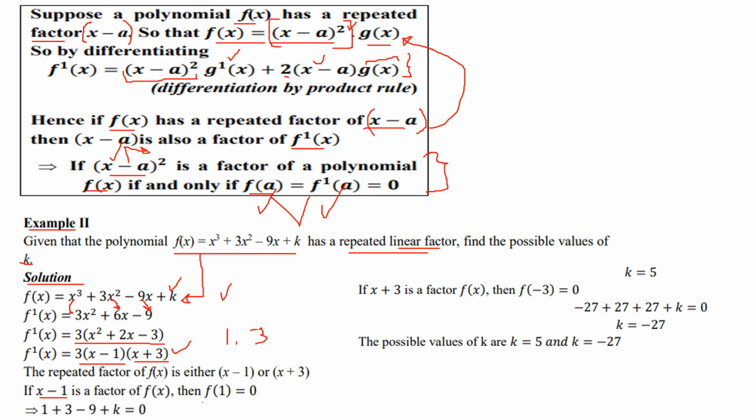So if you substitute f into 1, what do you get? If you substitute f into 1, you get k equals 5. And with this factor, if you equate it to 0 and make x the subject, you are going to get x equals negative 3. And if you substitute it into this, you are going to get k equals negative 27. Now we are saying that the possible values of k are 5 or negative 27.